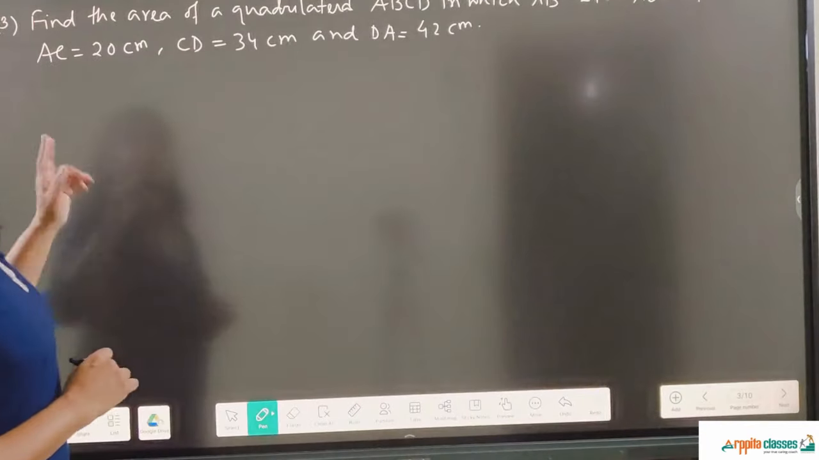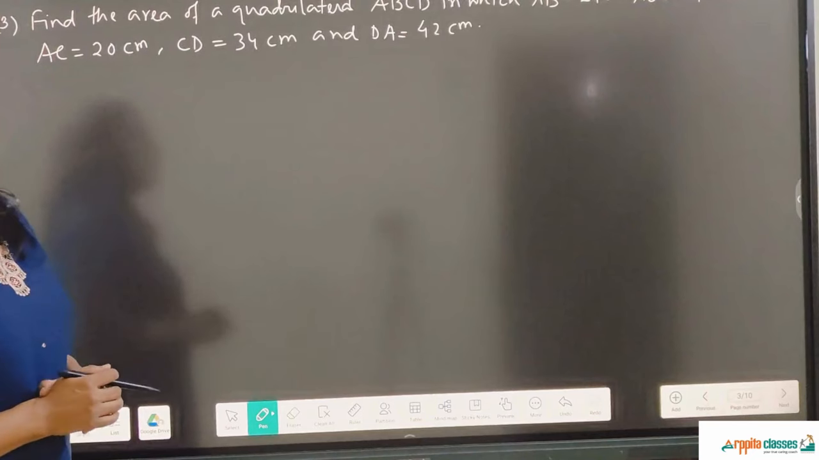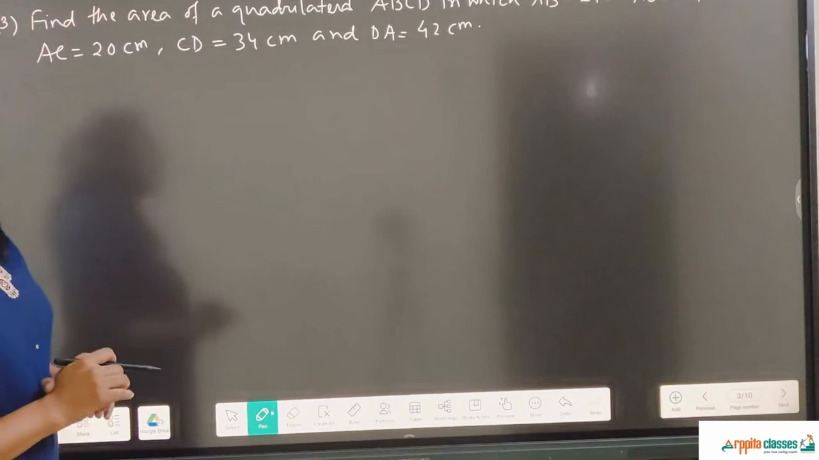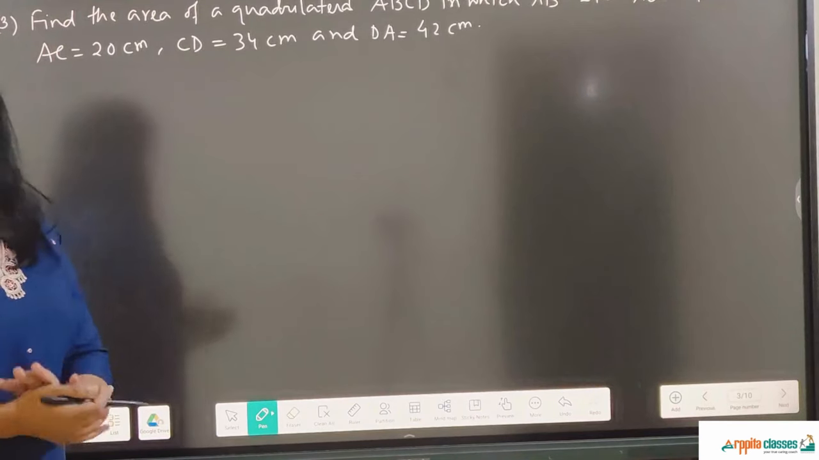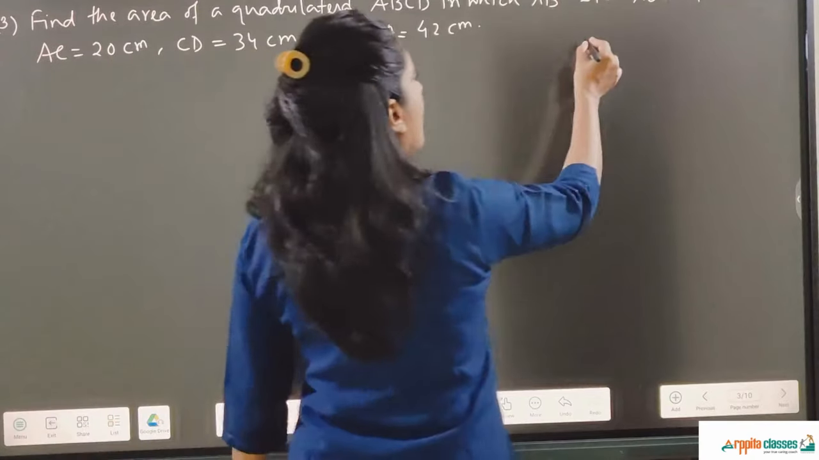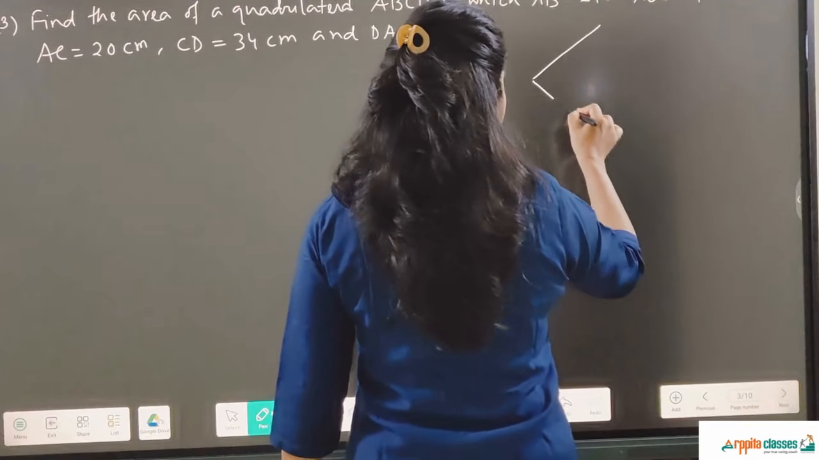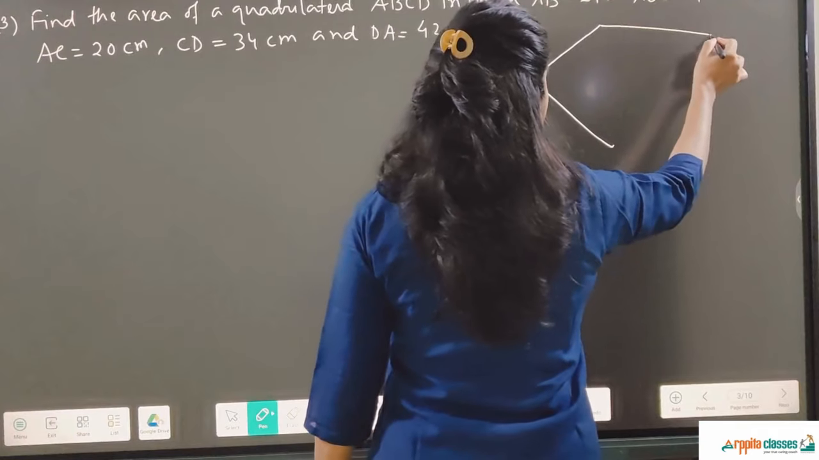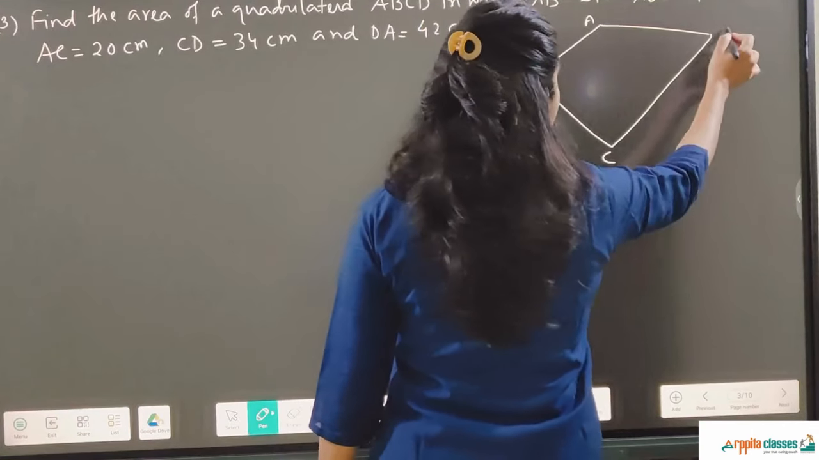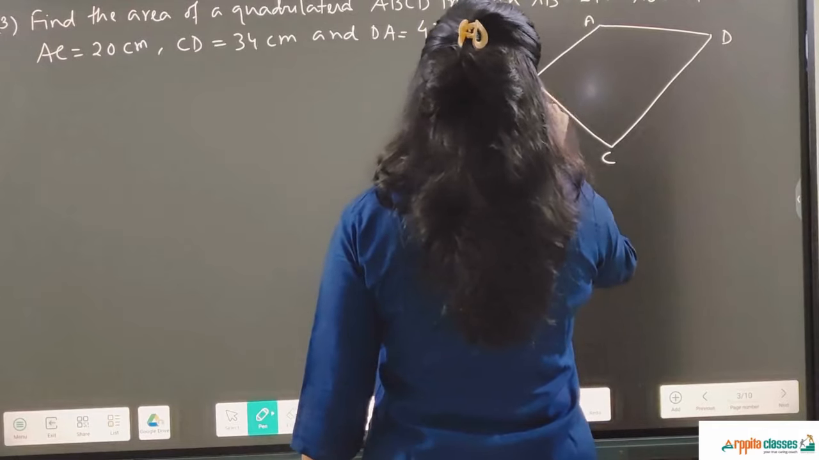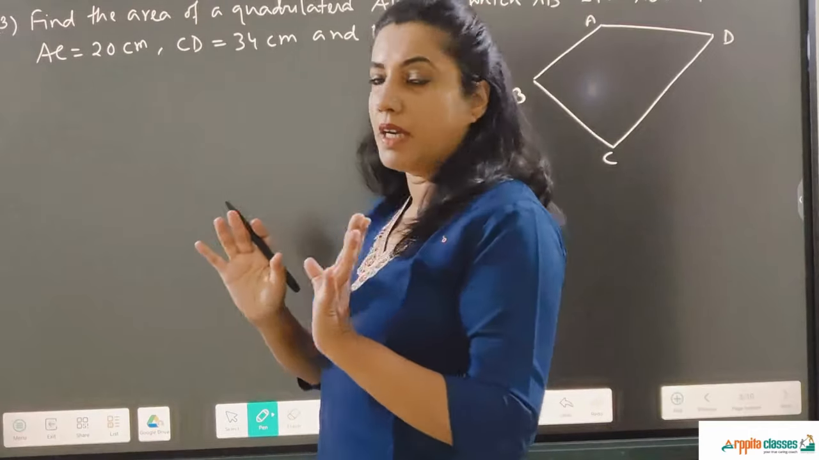Question number 3. Find the area of a quadrilateral ABCD in which AB is equal to 29, BC 21, AC 20, CD 34 and DA 42. So all the sides are given. Again I'll draw an unsymmetrical quadrilateral like this. Suppose I am drawing this way. This is my A, B, C and D. So now, it's a rough diagram, so don't worry about the measurement and everything.